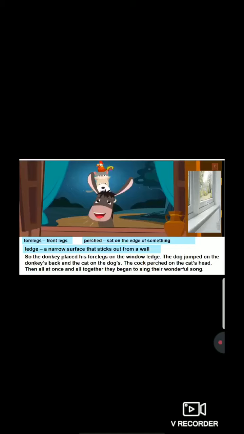So here, for giving their first performance to the robbers, what had they done? The donkey placed his front legs on the window ledge. The dog jumped on the donkey's back. And what did the cat do? Yes, the cat also jumped on the dog. And what about the cock? Yes, the cock perched on the cat's head. And they all started together singing a wonderful song. Now after that, what happened? Let's see.